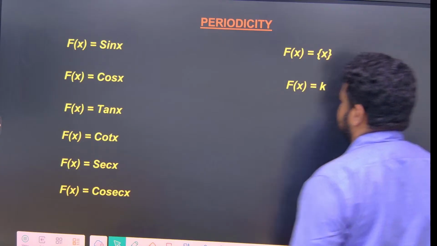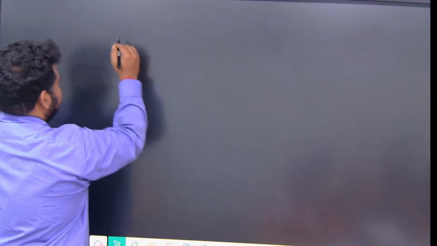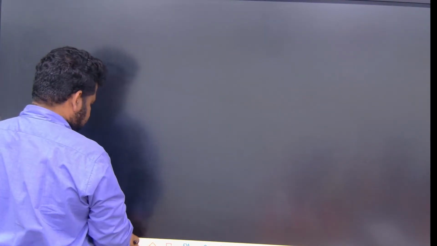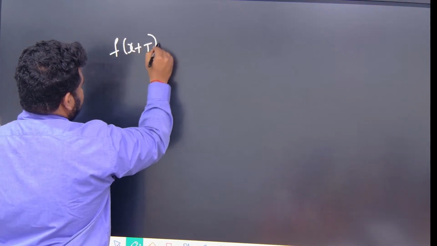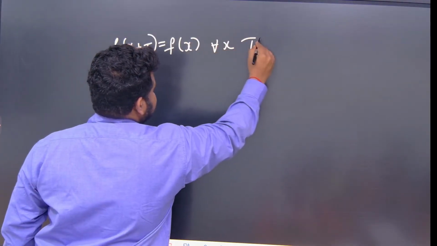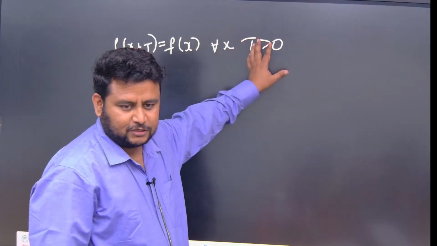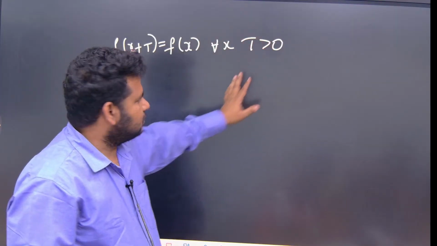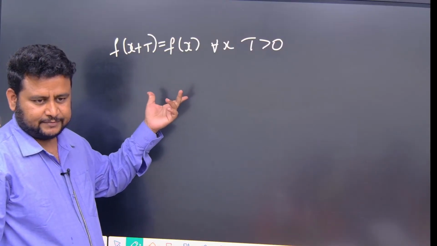Extreme values and periodicity. Now, periodic function means what? First of all, periodicity or periodic functions. Suppose I write f of x plus t is equal to f of x for all x, where t is greater than 0, that is, the period should always be positive. Then we say that the function is periodic.